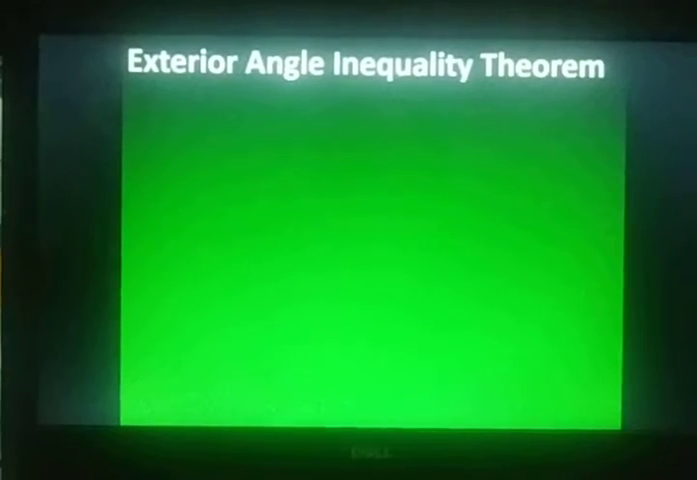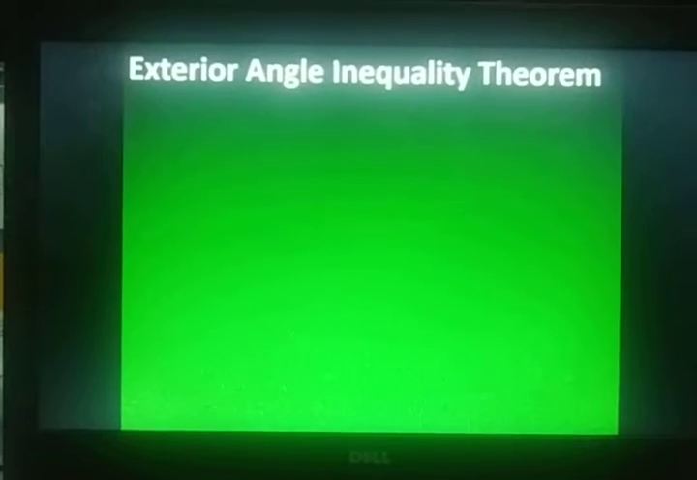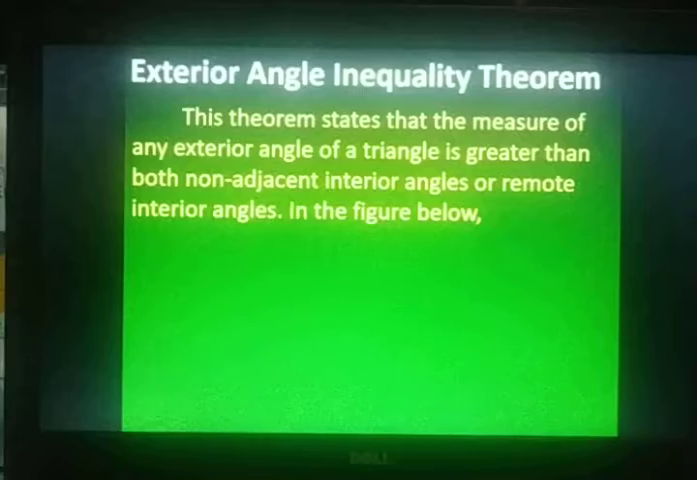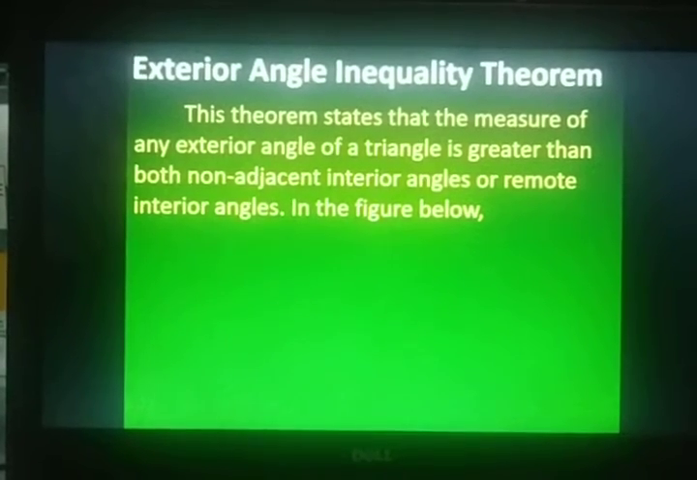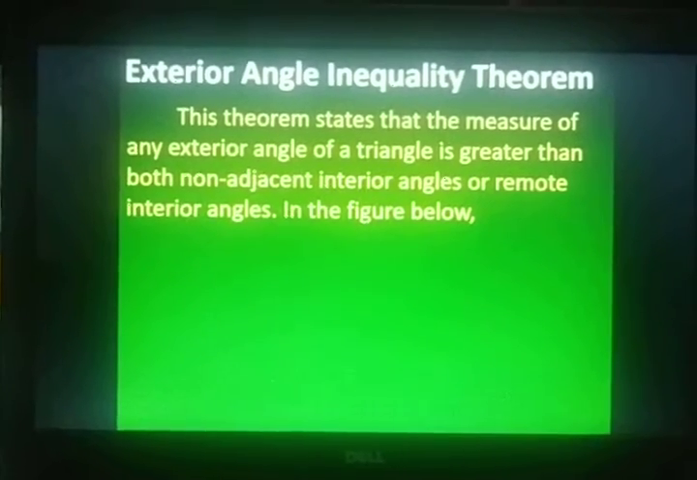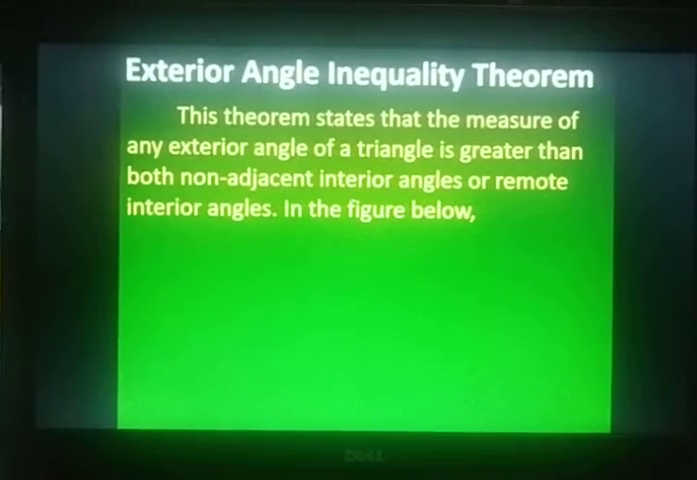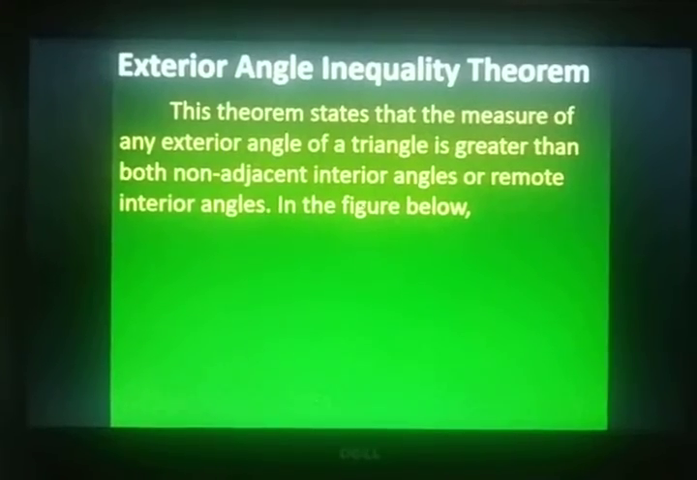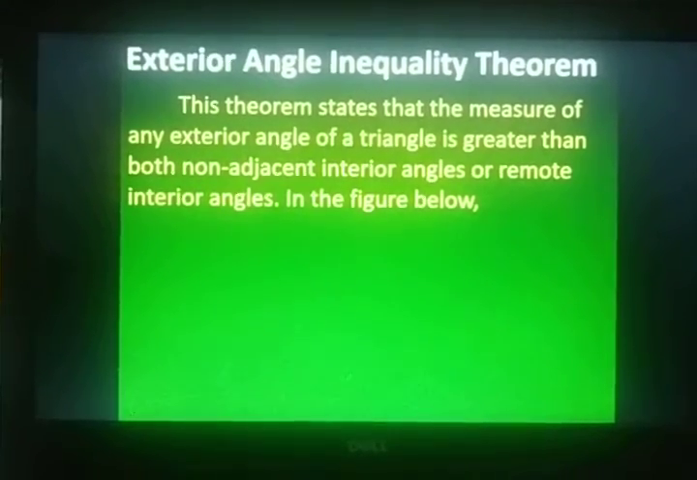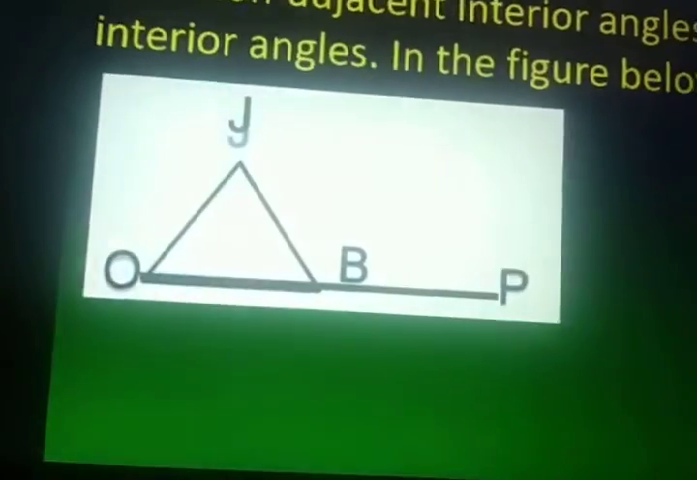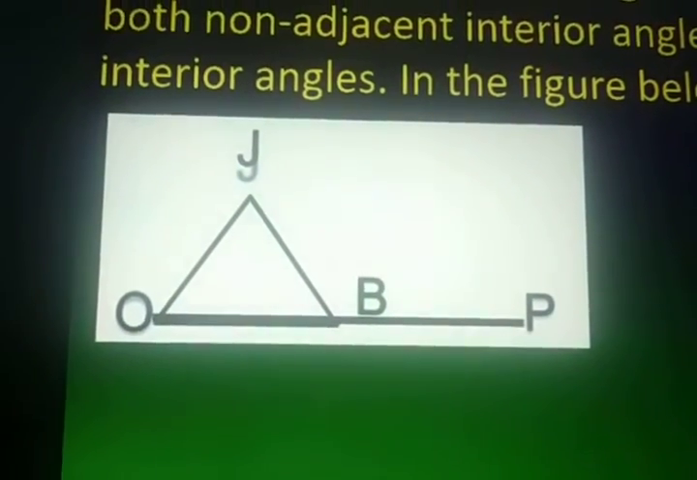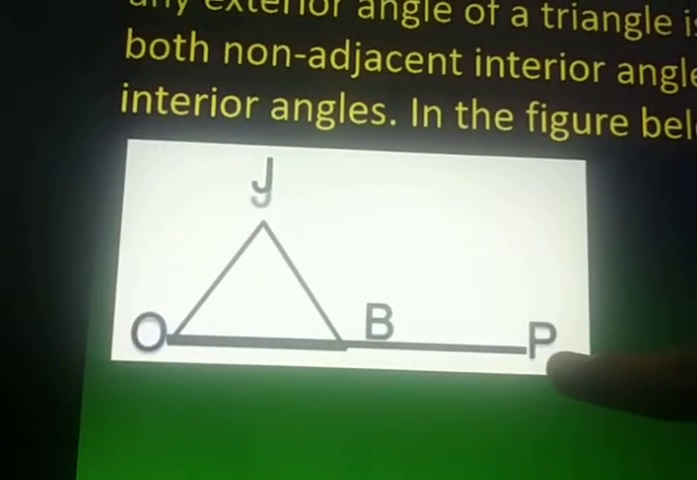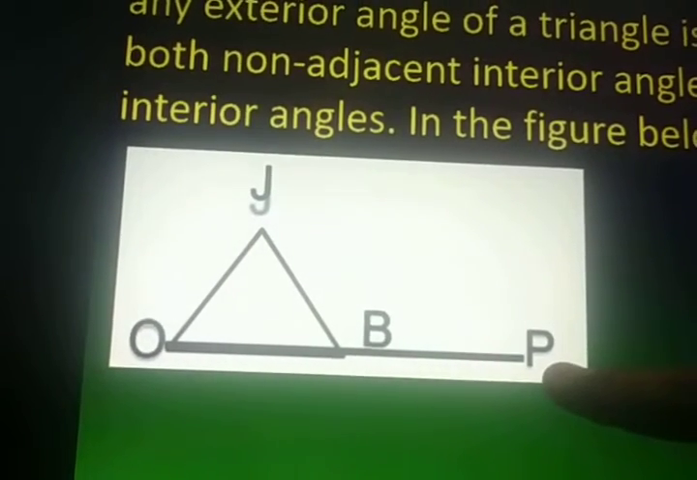Exterior angle inequality theorem. This means that the measure of any exterior angle of a triangle is greater than both non-adjacent interior angles, or remote interior angles. In this figure below, we have the triangle JOB, and extended here is your P.